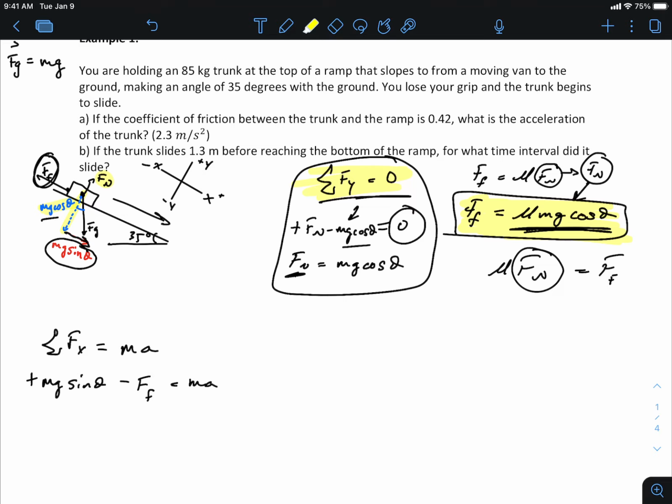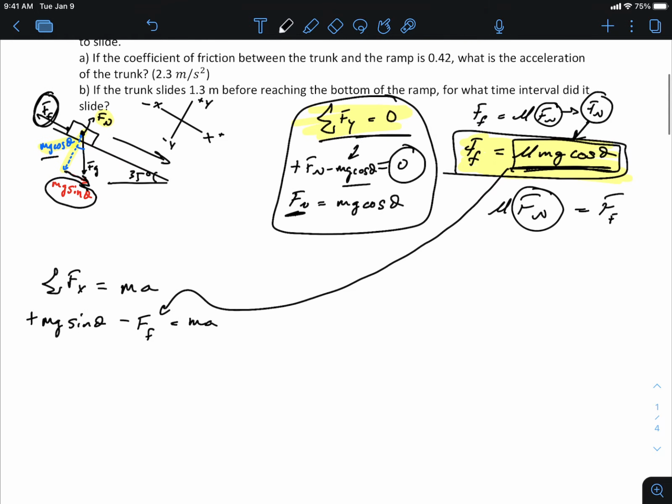So what do you do with that? Well, you just take this. That is the force of friction. You plug it in there. So what do you get? You get positive mg sine theta minus mu mg cos theta, and that has to equal the mass times the acceleration. Anybody have any problems with that so far? You should find at this point in time, you'll have all the information that you need.